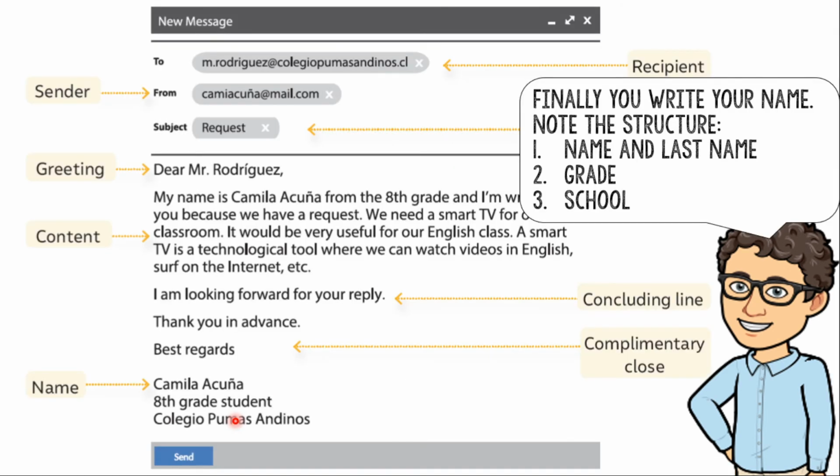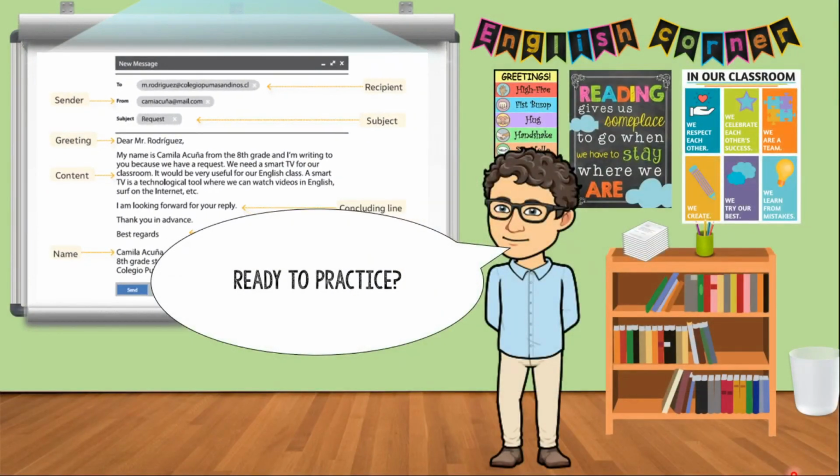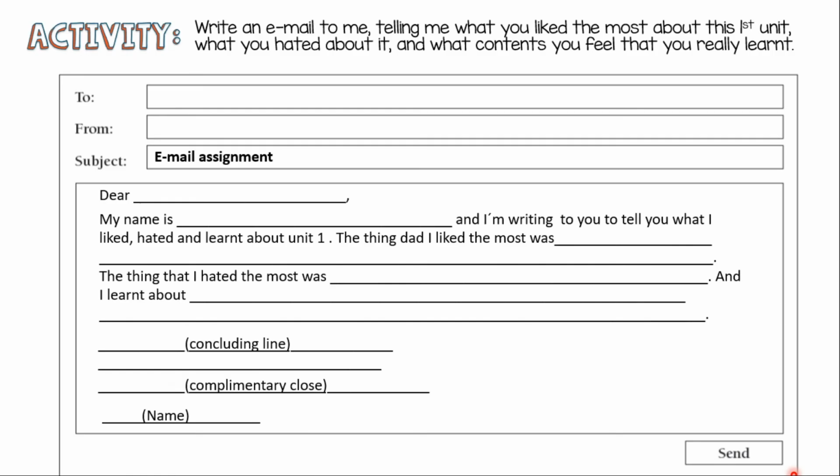Finally, you write your name. Fíjense en la estructura. First of all, name and last name, grade, el curso, and the school. And you click send. And you send the email. Are you ready to practice now? Today's activity is to write an email to me telling me what you liked the most about this first unit, what you hated about it, and what concepts you feel that you really learned.